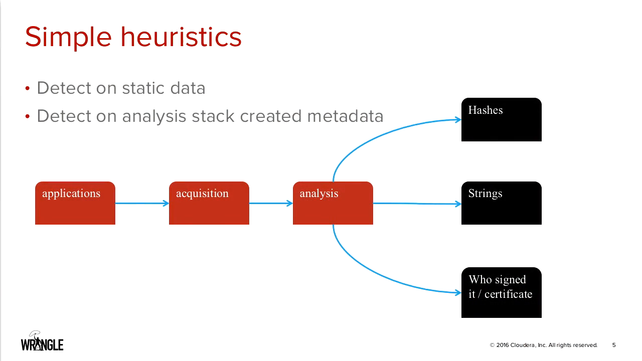So simple heuristics, that's detecting on static data. That's data that exists in an application. I'll kind of orient towards Android for this because it's a little bit easier for me to talk about. When you think of what's in an Android APK, it's really just a zip file. There's a Dalvik executable in there. There's a bunch of resources, like icons and things like that. So you can look for what's already there. And then your analysis stack may also create metadata about it.